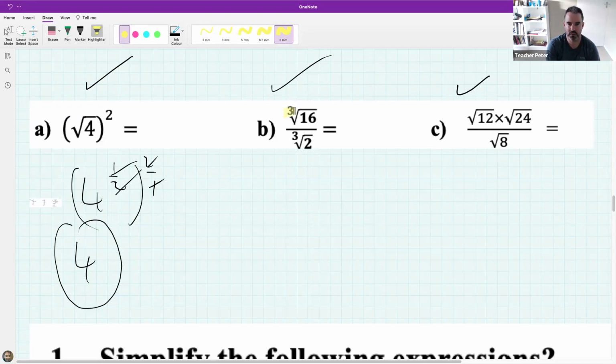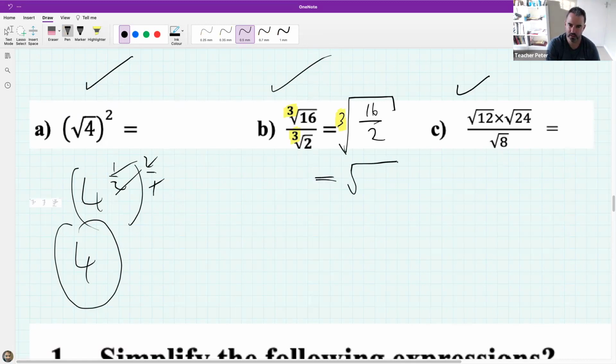I do notice there's a 3 and a 3 here. That makes me think of this type of thing. So using the laws of surds for this, I think this will just be the cube root of 8. And so the answer will be 2. Yep. And then lots of you guys have got that. So it's 2.